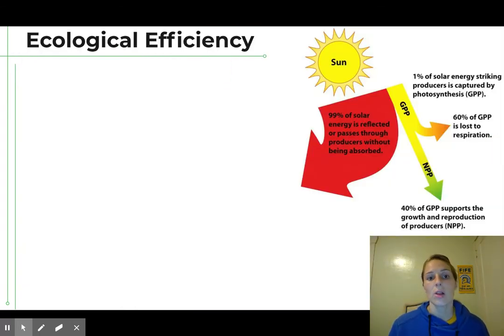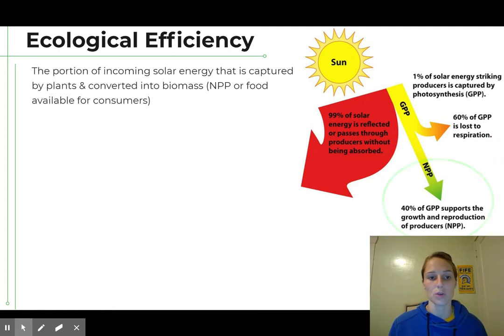So this leads us to ecological efficiency. Ecological means we're starting to zoom out and look at the whole ecosystem side of things, not just the individual plant. So you have the portion of incoming solar energy that is captured by plants and then converted into biomass, which is the net primary productivity, or basically the food that's going to be available for the consumers. So the sun shines its light, the plant takes it in, it uses some of that, but it ultimately also creates glucose, makes more leaves, makes more stems, and then what's left is going to be the food that's available for others who might come along and eat it.